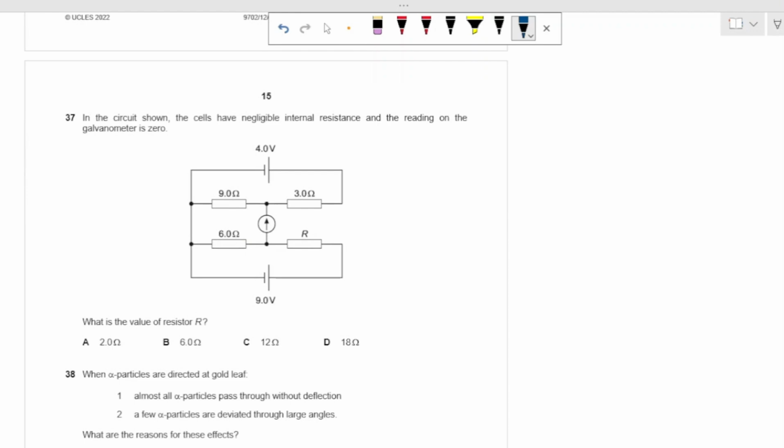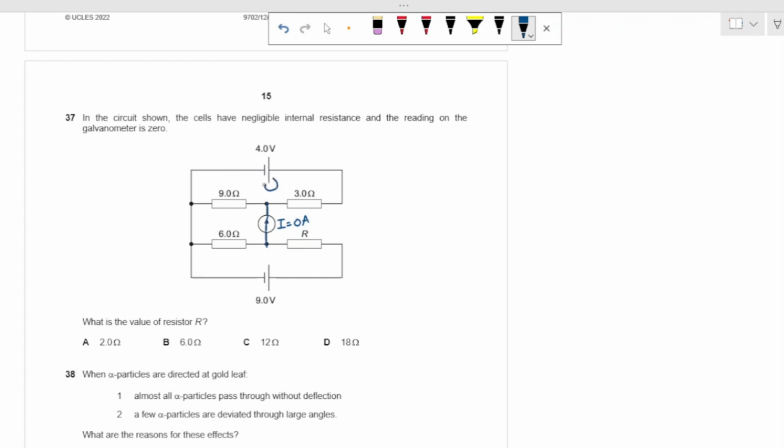Question 37. In the circuit shown, the cells have negligible internal resistance and the reading on the galvanometer is 0. What is the value of resistor R? Now, this might be the trickiest question in the entire paper, but let us break it down step by step. So what do we have here? We have two circuits which are joined together using this loop over here, this part of the wire, which is having a galvanometer. Now, they have said that the galvanometer has a reading of 0. What does that mean? That means the current flowing through this is equals to 0 amps. Alright. Another thing to notice here is that we have three loops.